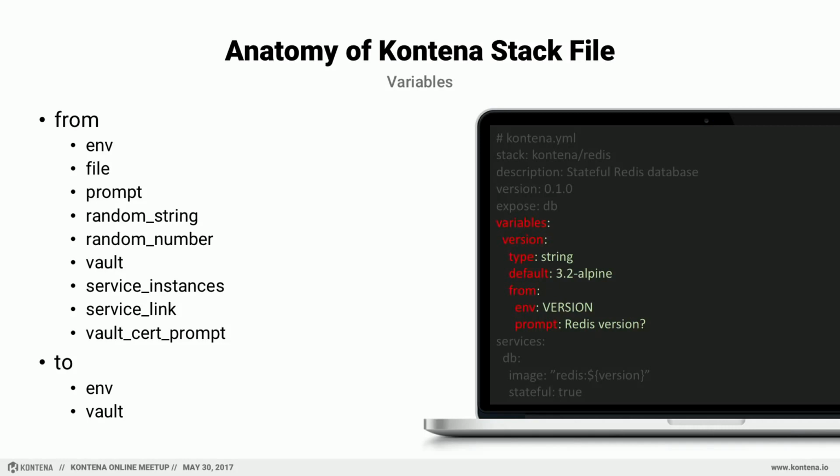Basically you can tell in a stack file where the value of the variable will be fetched. It can come from an environment variable. This is very handy, for example, if you are dealing with stack files in your CI/CD pipeline. So you can define those values in a pipeline as environment variables. Or it can be read from a file, or it can be prompted from the user. Or Kontena can generate a random string or number, or it can be fetched from Kontena Vault if it's sensitive data.